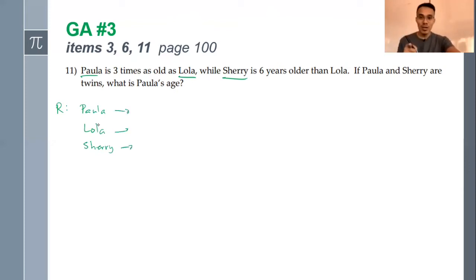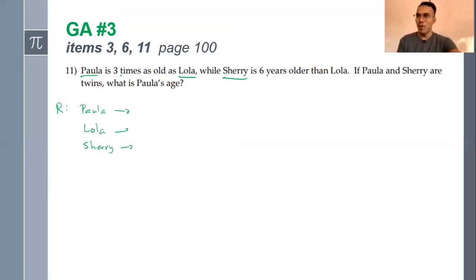Your next goal is you decide who's going to be the X. Who's going to be your X? Is it Paula, Lola, or Sherry? You have to decide wisely. Kasi your first decision, assigning X, who's going to be the X, that decision will affect your future, your next or succeeding steps.